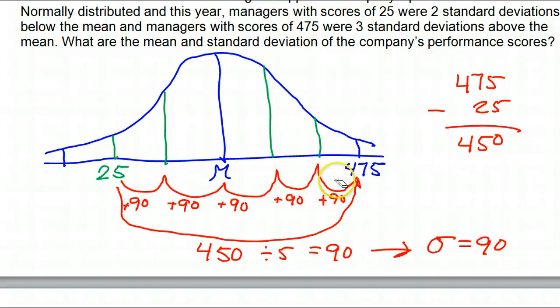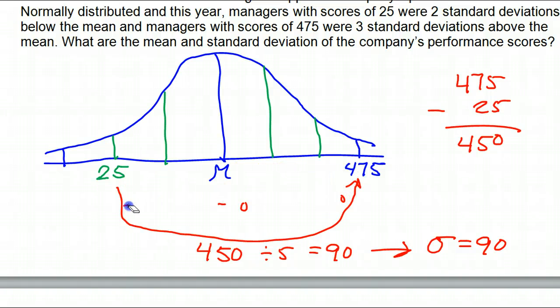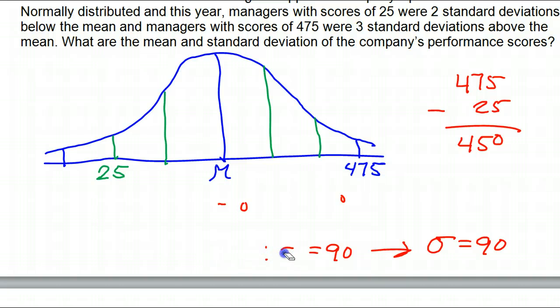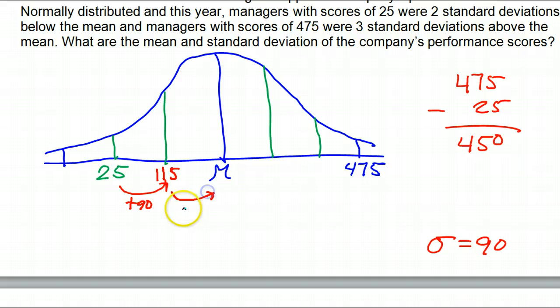Okay, so let me go backwards a little bit now that we figured some stuff out. If I go up by 90, that's going to give me 115. If I go up by 90 one more time, that's going to give me 205. So that is my mean.